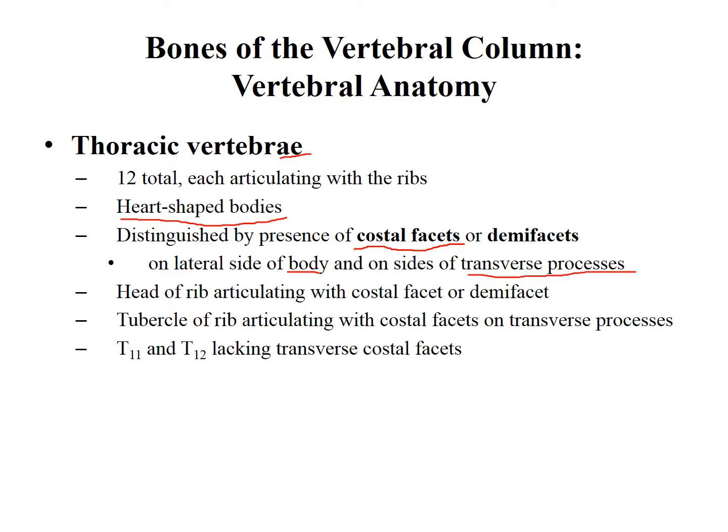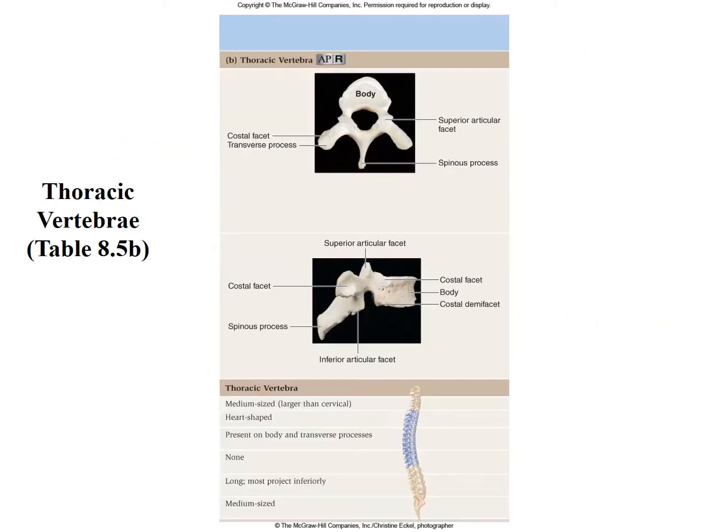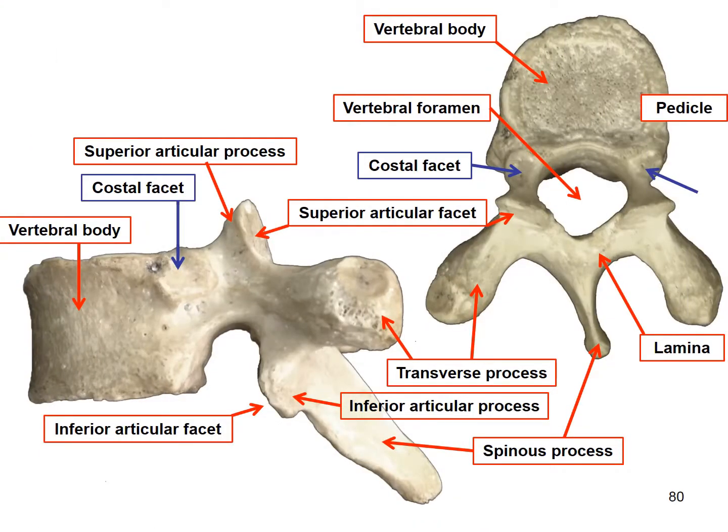Okay, the only ones that are really lacking a transverse costal facet would be T11 and T12 because those are floating ribs, and we'll see those in a few minutes. So in your book you have a picture with the characteristics of the typical thoracic vertebra. And what we're going to do is look at the vertebra from the side and from the superior view.